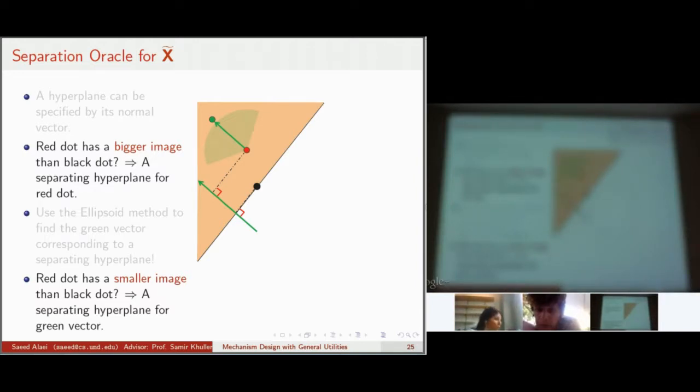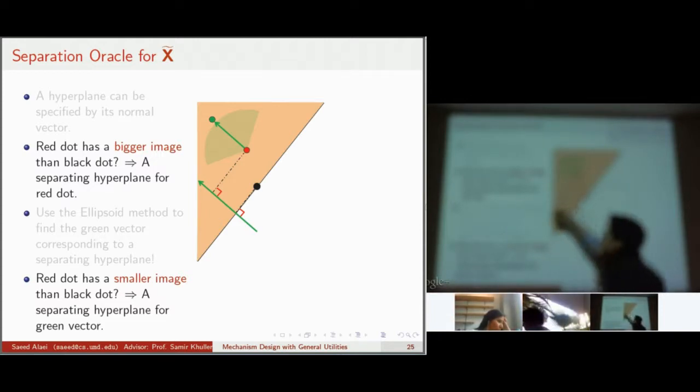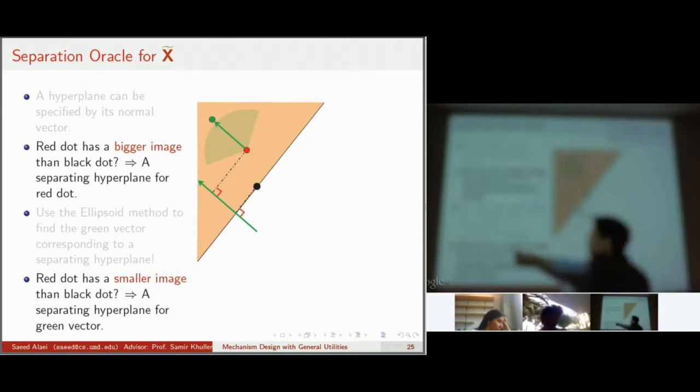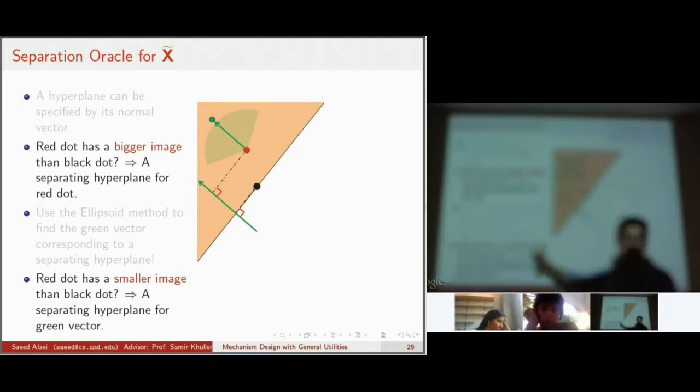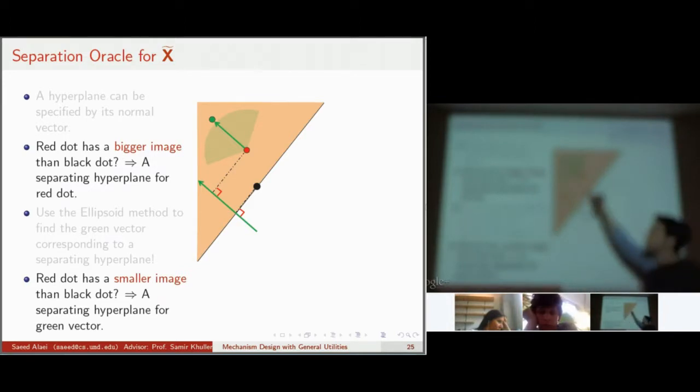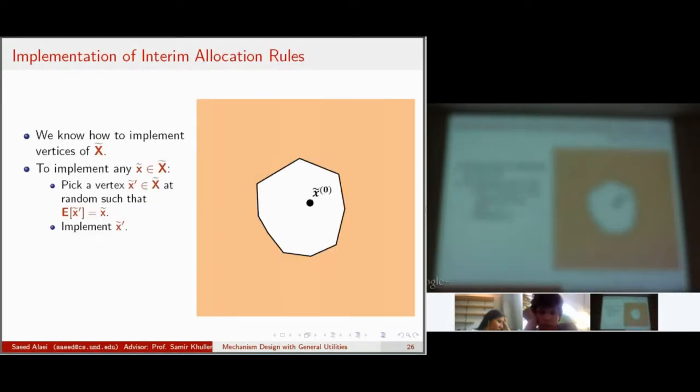So the idea is that, in short, we are basically doing the following. In the nested call to the ellipsoid method, every time that a green vector is queried, if the image of the green dot, basically the red dot, is smaller than the image of the green dot, we find a separating hyperplane for the normal vector. Otherwise, we find a separating hyperplane for the query points. Okay, so we solved the separation problem over the space of interim allocation. Now we can optimize concave functions over interim allocation.